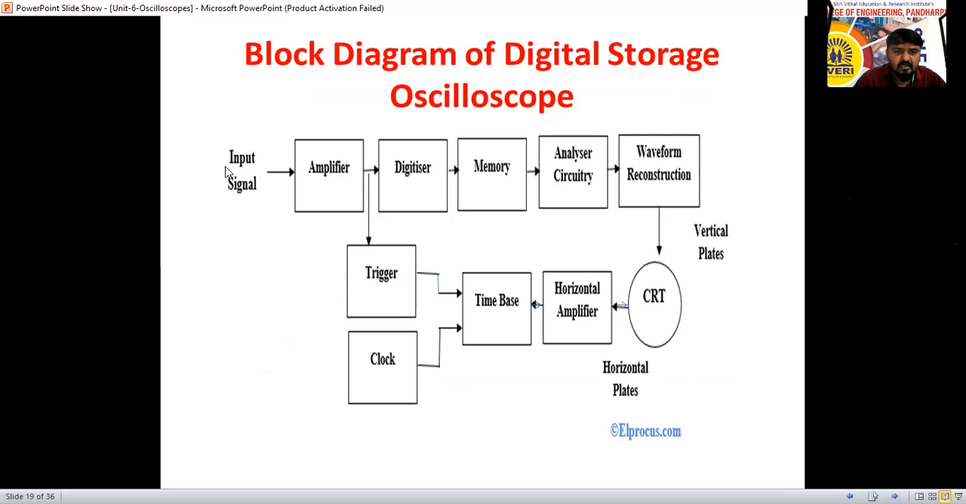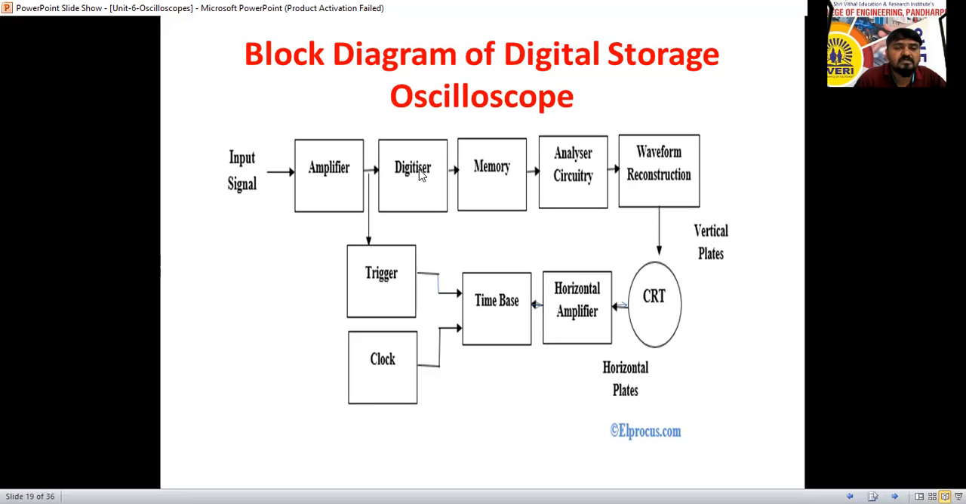See here, the input signal we take. That input signal is amplified here. The amplifier block amplifies the input signal, whatever the magnitude is and for how much period of time. This is for the vertical axis and this is for the horizontal axis. So it separates into two paths here.